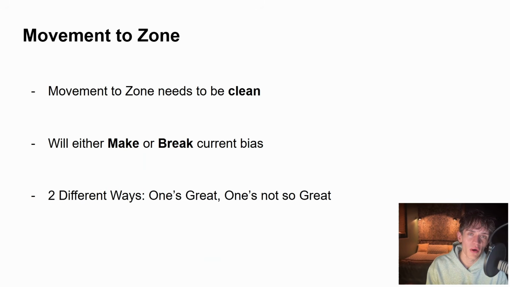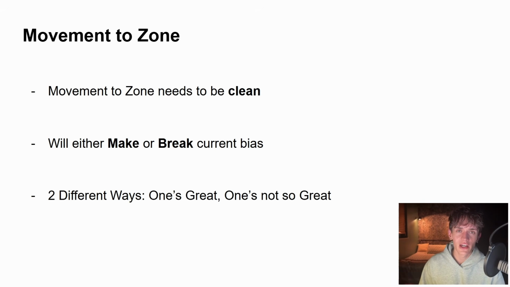Now, before we talk about entries, let's actually talk about how we want to come back to our zone. So the movement back to our zone after we break liquidity's high, so if we go back a couple of points, it's going to want to be very clean, or in other words, in a straight line. Now, this is either going to make or break the current market's bias, and I'll go over what I mean a bit more in a second.